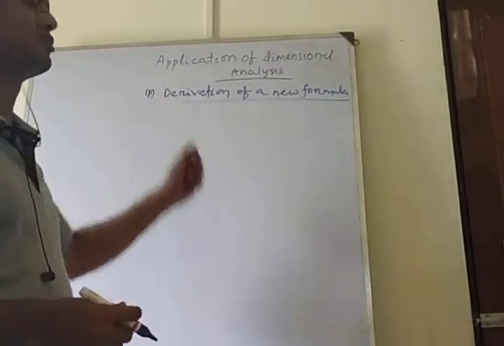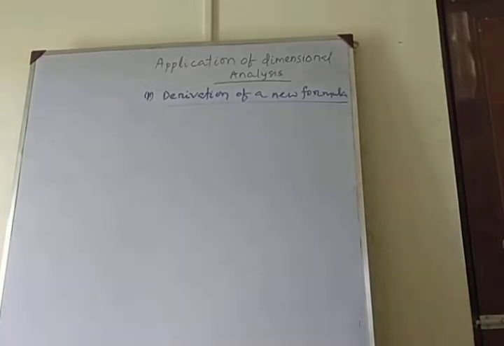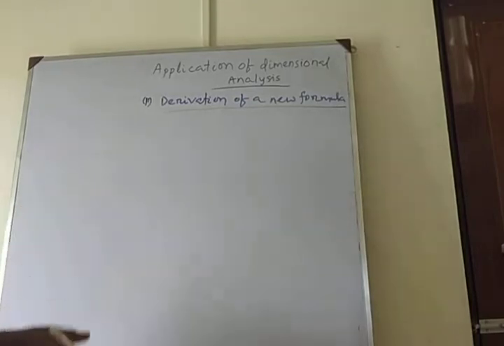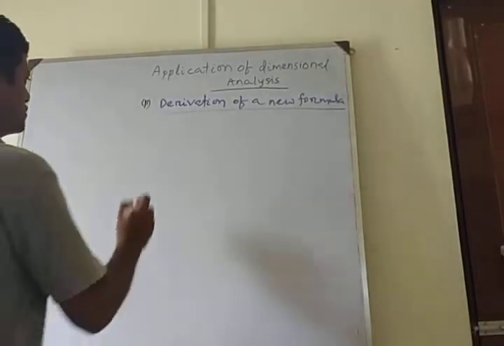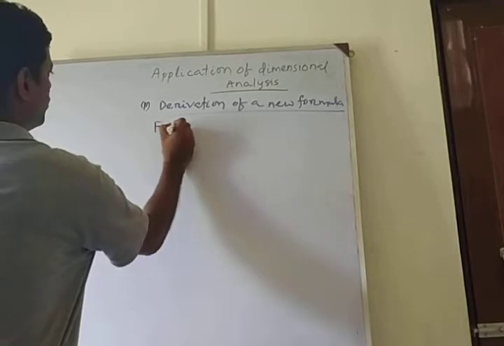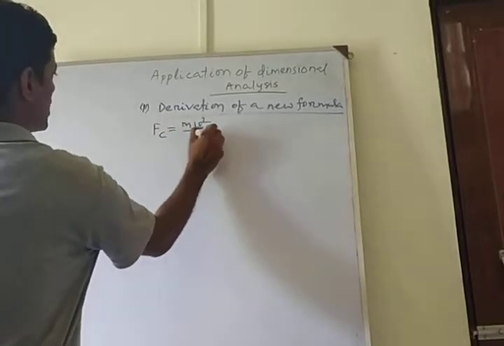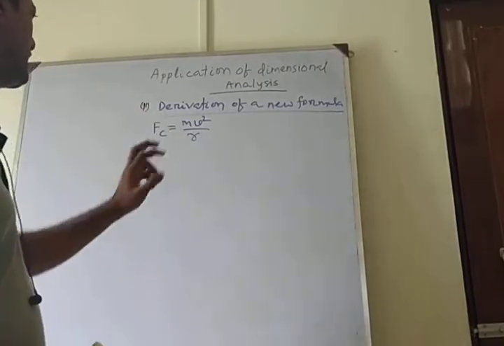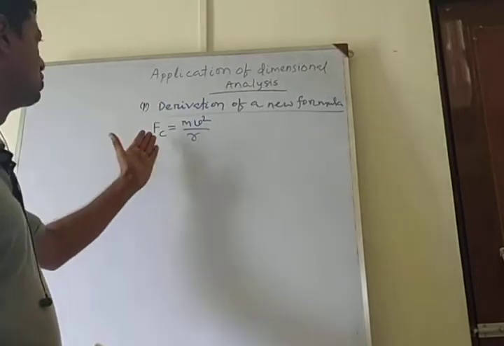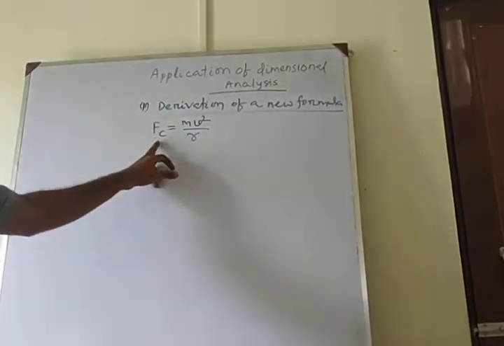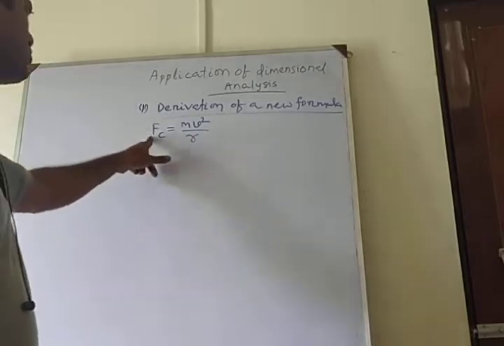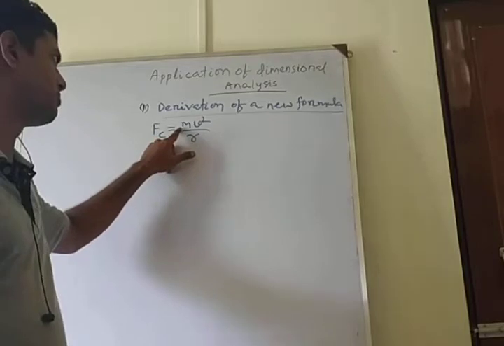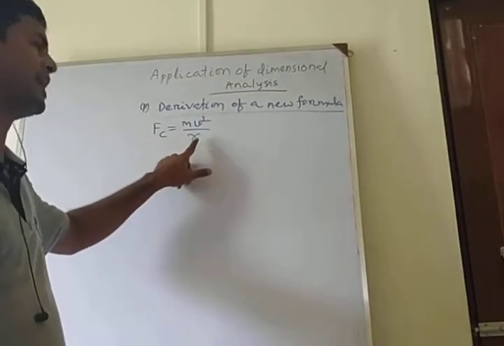So now I will discuss the second application, that is derivation of a new formula. All of you know some formulas, you have remembered or understood or learnt them, whatever. But let me consider a formula, that is centripetal force equal to mv square by r. For the time being, just imagine or assume that you do not know this formula. How centripetal force is related to mass, to velocity, and to radius. So Fc stands for centripetal force, m stands for mass, v stands for velocity, r stands for radius.